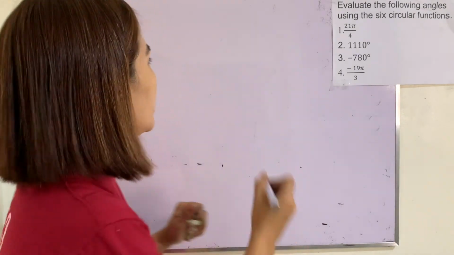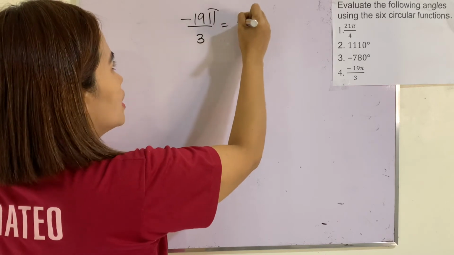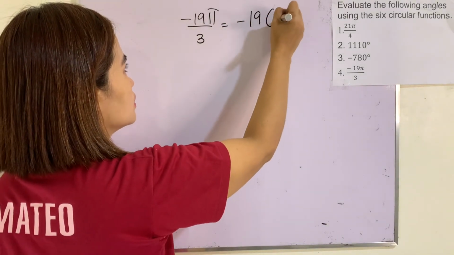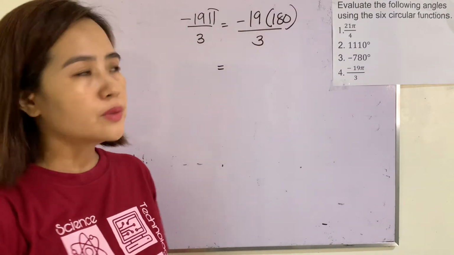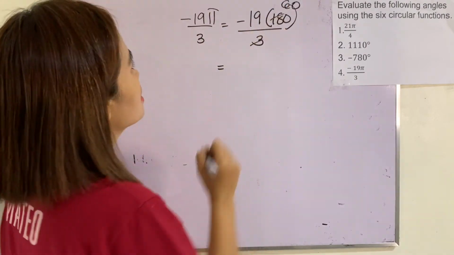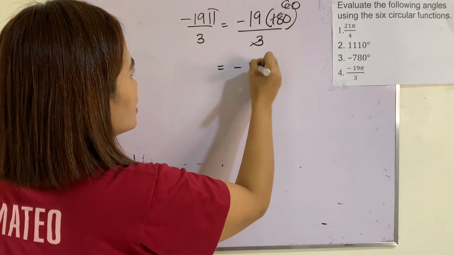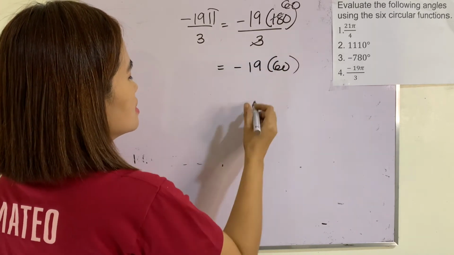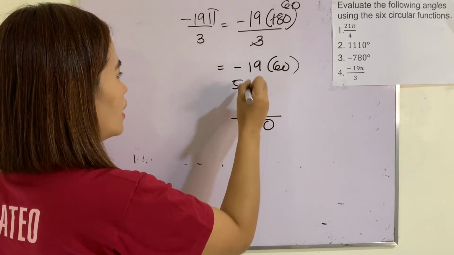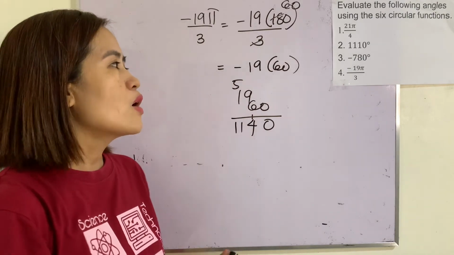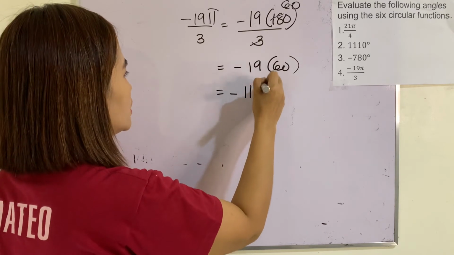Example number 4, we have negative 19 pi over 3. So let us change this first, or convert it into degrees. So this one is over 3, this one is equivalent to, this is 60. So we have here negative 19 times 60. So we have 60 times 19, 0, 54 carry 5, this one is 11, 1,140 negative. This is negative 1,140 degrees.